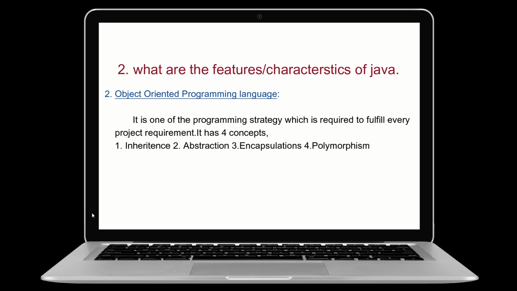Object-oriented programming is a programming strategy to efficiently manage code and meet project requirements. It has 4 key concepts. 1. Inheritance. Allows new classes to use properties and methods from existing classes. 2. Abstraction. Simplifies complex systems by showing only essential features. 3. Encapsulation. Bundles data and methods into a single unit and restricts access to protect data. 4. Polymorphism. Lets methods do different things based on the object they act upon. These concepts help in creating organized, reusable, and maintainable code.